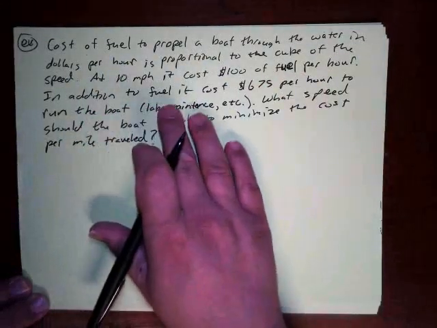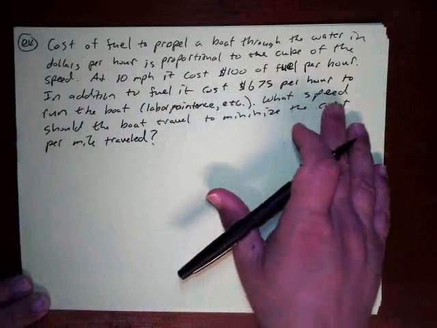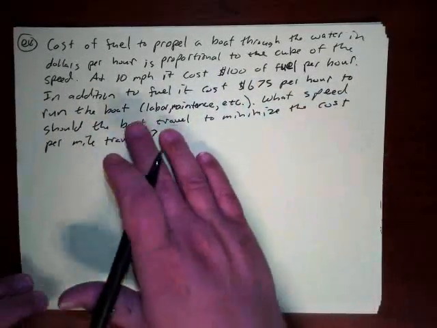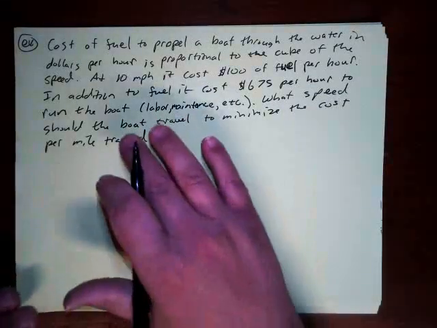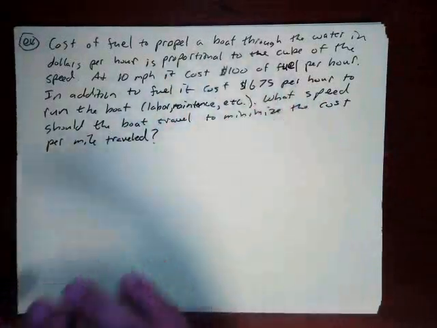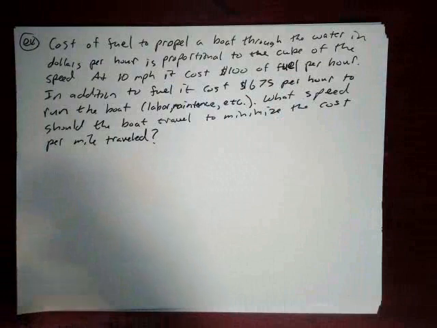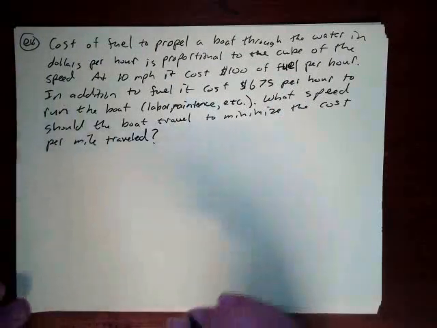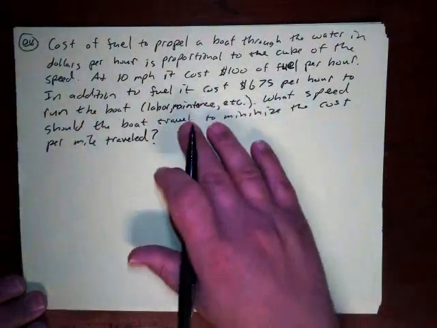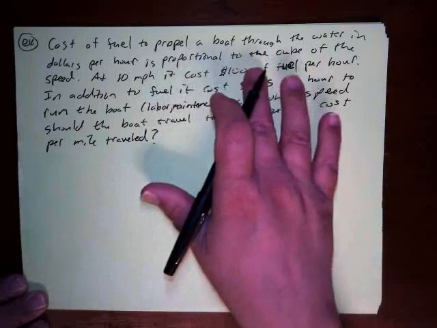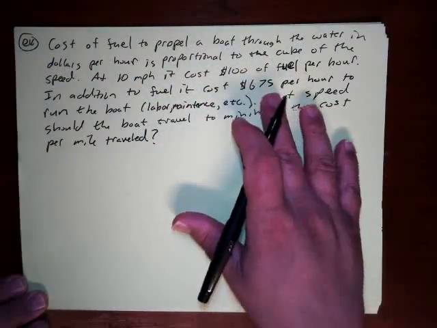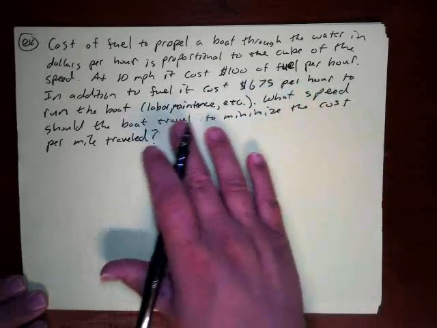So in addition to fuel, it costs $675 per hour to run the boat. So suppose the boat is like a ferry or a cargo boat or something like that. And so that's a cost that would go to like labor, maintenance, etc., things like that. So it's the cost of fuel plus $675 per hour to run this boat.